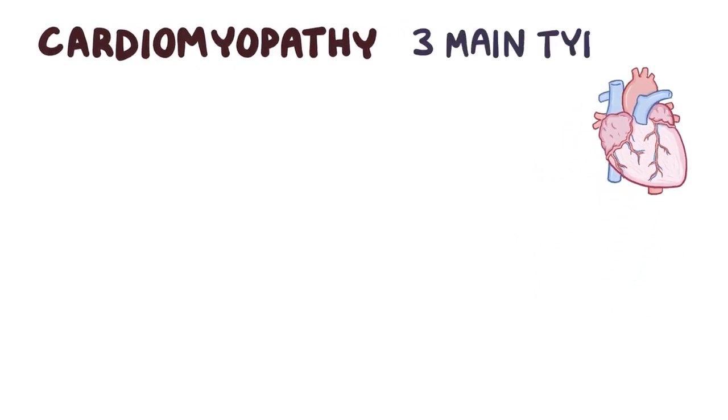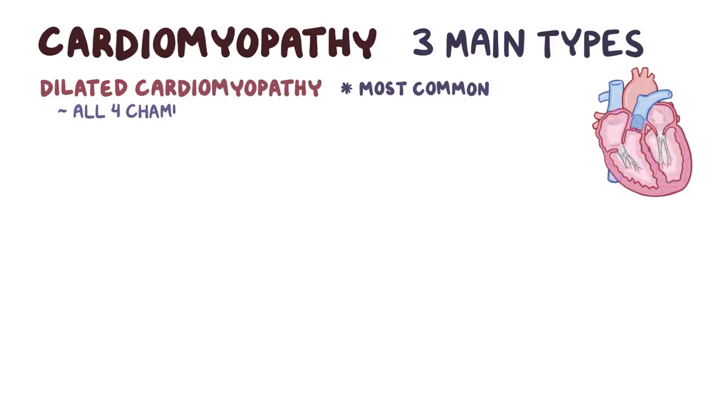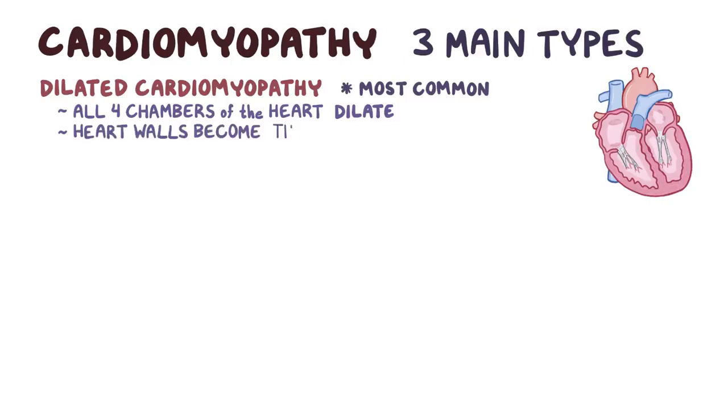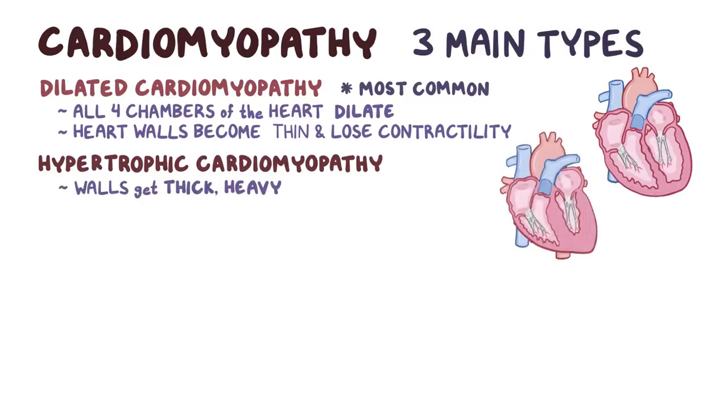Now, there are three main types of cardiomyopathy. The most common type is dilated cardiomyopathy. That's where all four chambers of the heart dilate or get bigger, and the heart walls become thin and lose contractility. Next up is hypertrophic cardiomyopathy, and that's where the walls get thick, heavy, and hypercontractile.